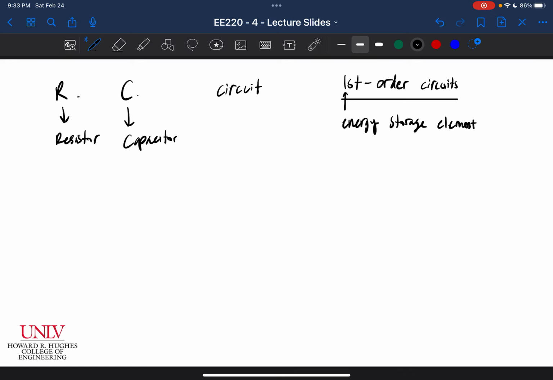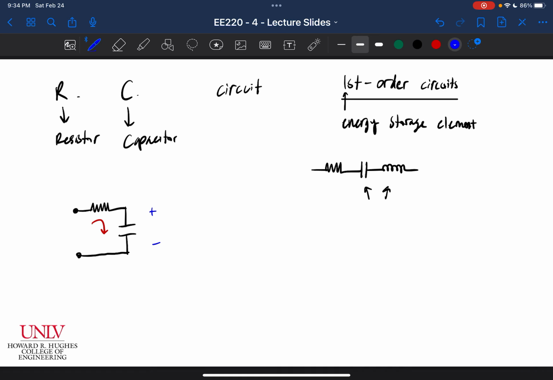order circuits. So an RLC circuit, which looks like this, right? It has a resistor and a capacitor and an inductor. That would be a second order circuit because it contains two energy storage elements, okay? So an example of an RC circuit would be something that looks just like this. I've got a resistor, got a capacitor, and I can connect the source here. And maybe I'm interested in the current flowing in this RC circuit. Maybe I'm interested in the voltage across my capacitor.